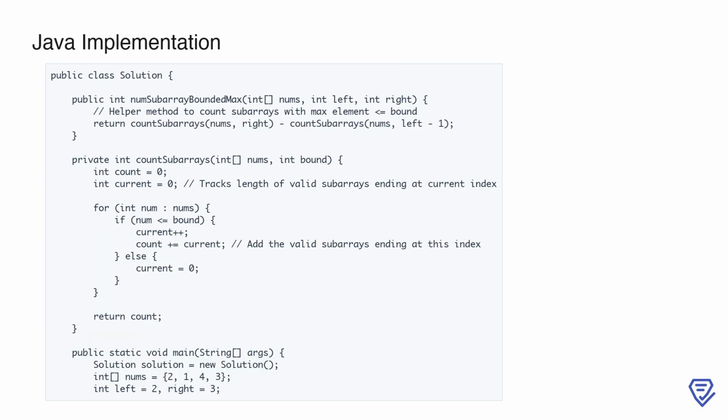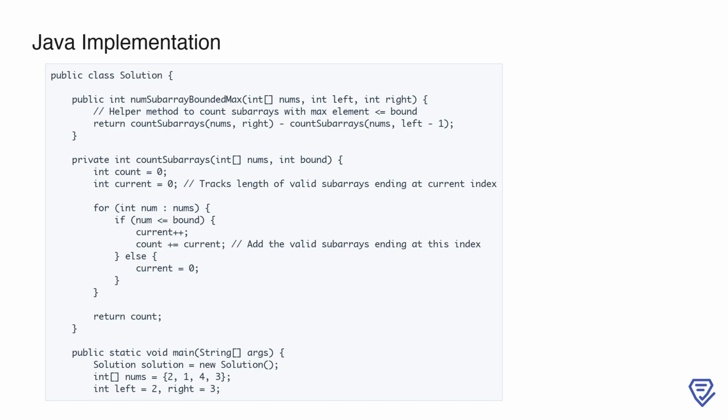Here, we have the Java implementation of the solution. The numSubarrayBoundedMax method calculates the number of subarrays where the maximum element lies within the given range, defined by left and right. To achieve this, we utilize a helper method called countSubarrays. This helper method computes the number of subarrays with a maximum value less than or equal to a specific bound. By subtracting the result of countSubarrays(nums, left - 1) from countSubarrays(nums, right), we isolate the subarrays where the maximum value is between left and right, inclusive.